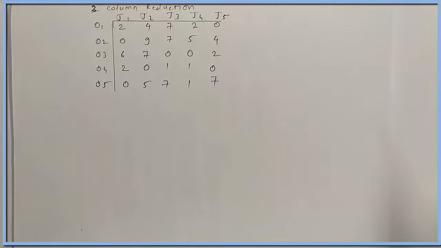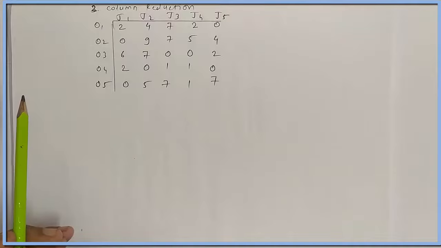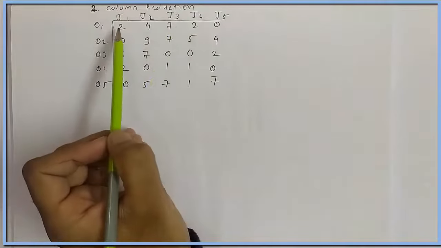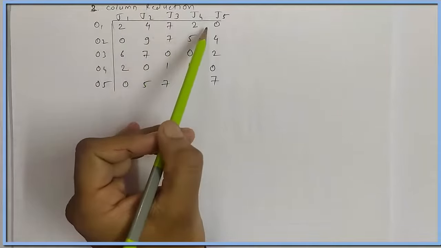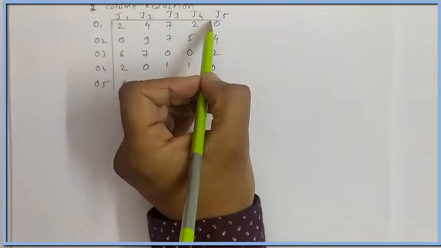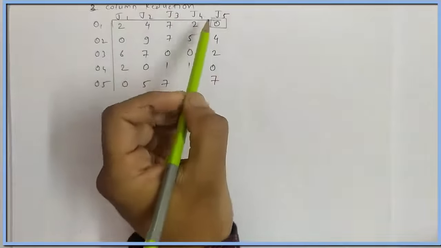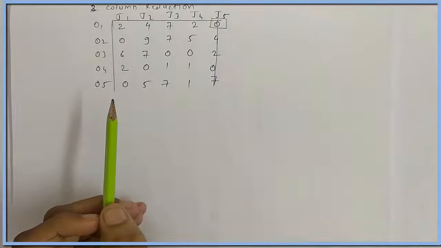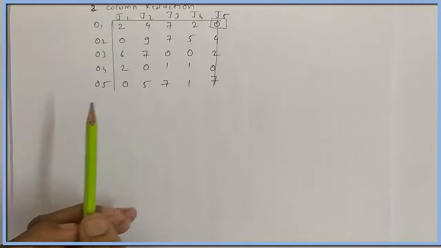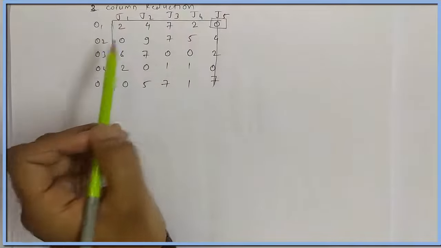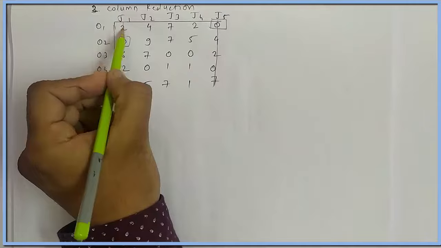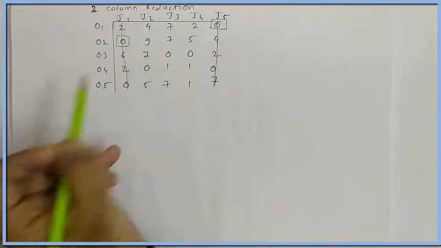Now we will start the row scanning. Look at the first row. In the first row there is 1 zero. Therefore mark a square around it and draw the vertical line passing through this 0. After that, the second row. In the second row also there is exactly 1 zero. Mark a square around it and draw the vertical line passing through this 0.